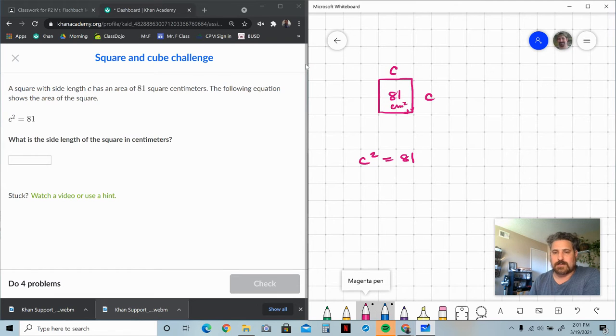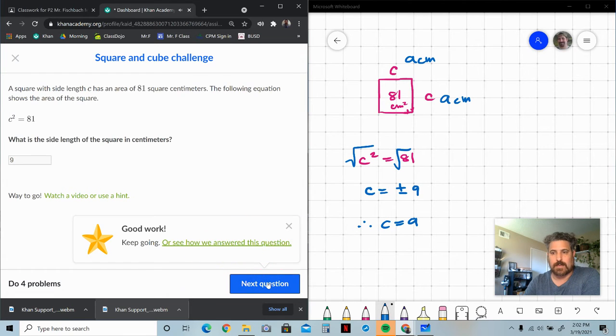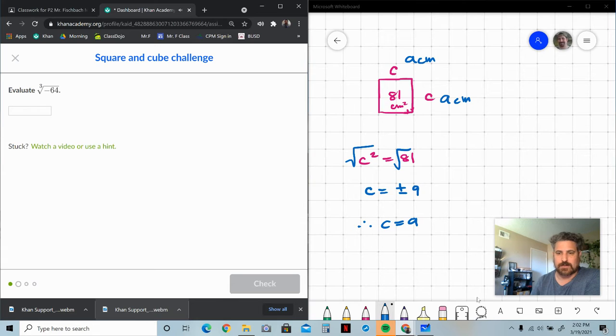What's funny to me is it doesn't seem like a very challenging problem. So it says square and cube challenge. It seems like you just take the square root of both sides, and you get c is equal to plus or minus 9. But since it's an actual square, you can't have a negative length because distance is positive. Therefore, it is just c equals 9, and it's going to be 9 centimeters. So if we had a 9 centimeter by 9 centimeter square, then the area inside would be 81 square centimeters. I think that's pretty obvious, unless I'm missing something. Seems to be 9. Yeah, not sure how the challenge thing comes into this yet.